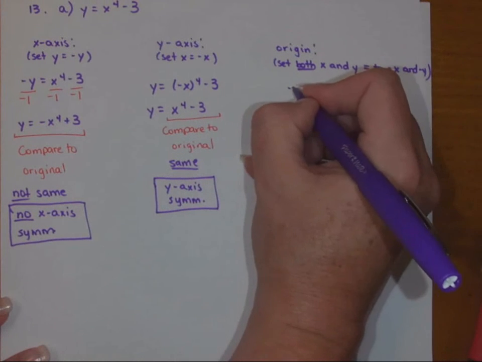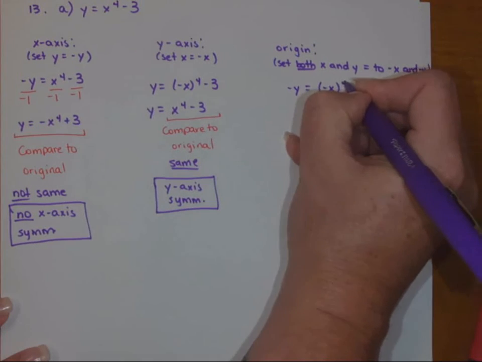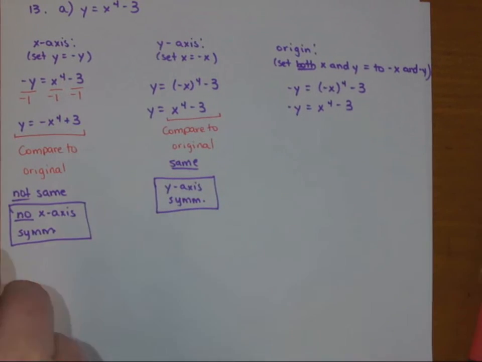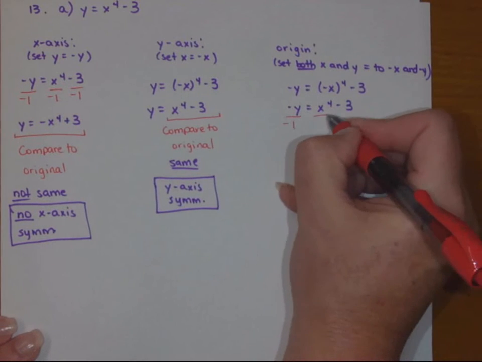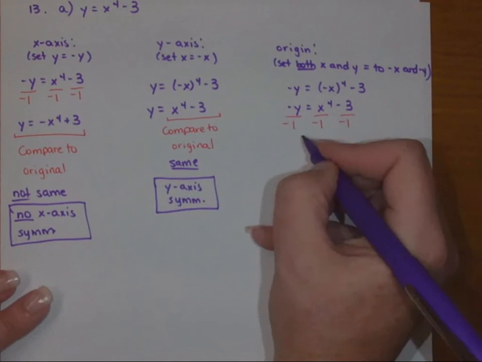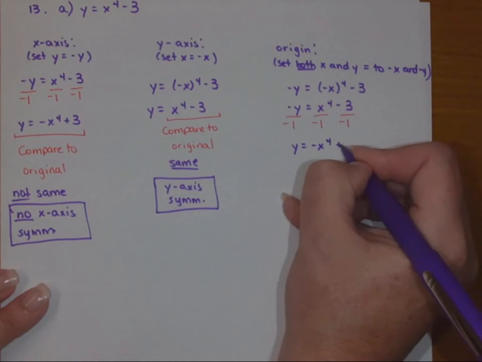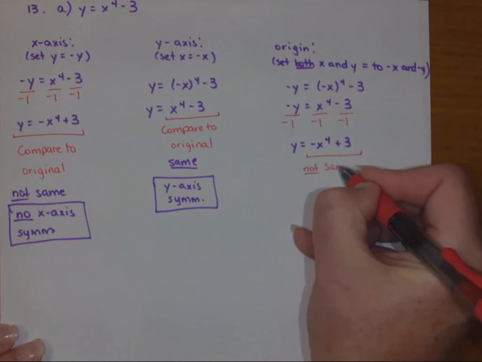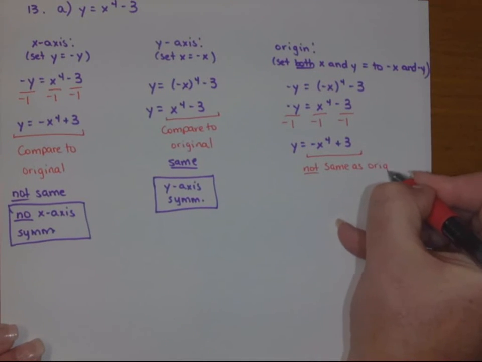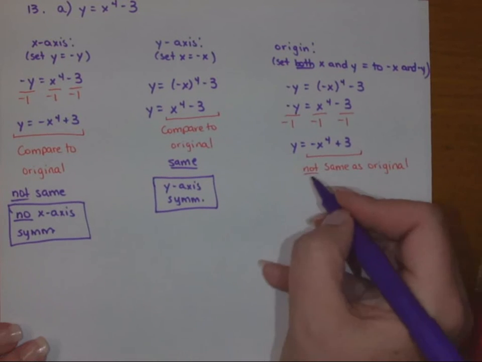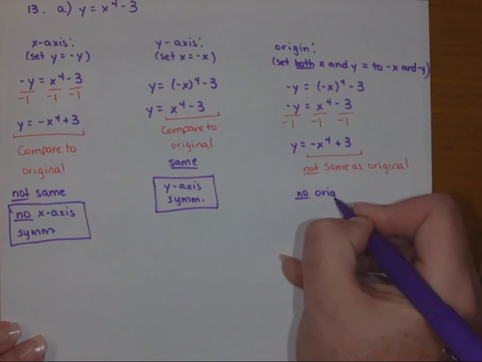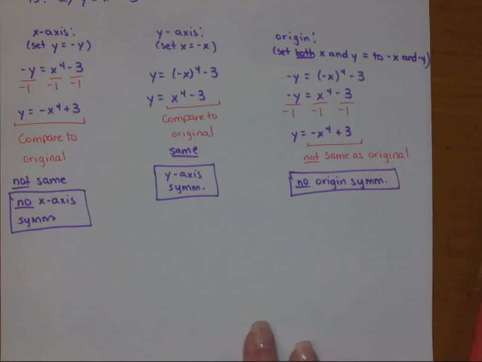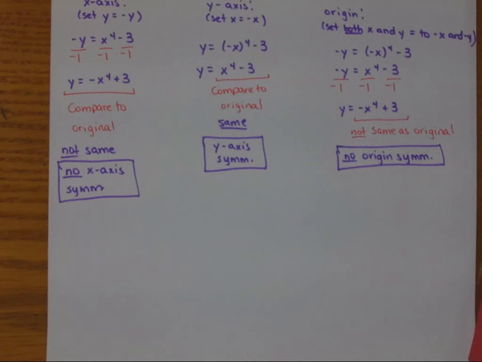And then lastly, we do it for both. So -y equals -x parentheses to the 4th minus 3. So do the exponent first, right? And we're going to get x to the 4th minus 3. And then similar to what we did in the x-axis symmetry one, if you make this look like y equals, it doesn't look like it's going to be the same, right? All the signs are going to change. So I'm just going to say not the same as the original. So since it's not the same, it has no origin symmetry. I think we did one in class originally that had like all 3. This one in particular just has one of them. But just know that all combinations are possible.